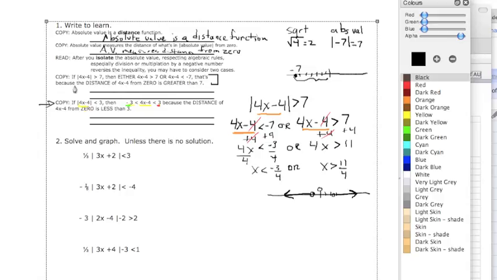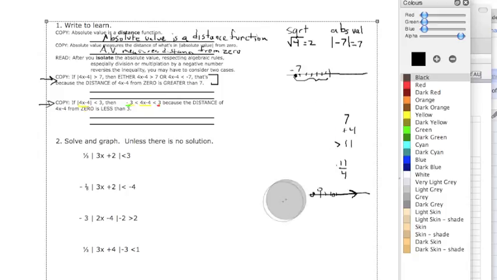Okay, so that was this case here. It's greater than 7. So let's do each one of these. I can do it. I know I can. So the first one is 1/3 times the absolute value of 3x plus 2 is less than 3. And if we multiply both sides by 3, we get 3 times 1/3 is 1. And we're left with absolute value of 3x plus 2 is less than 9.